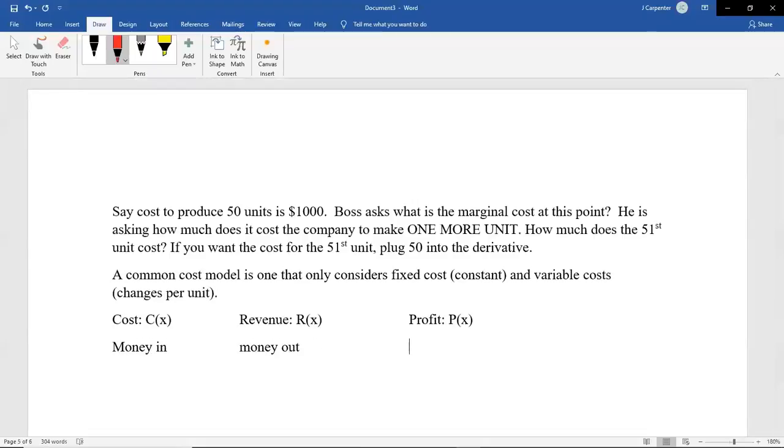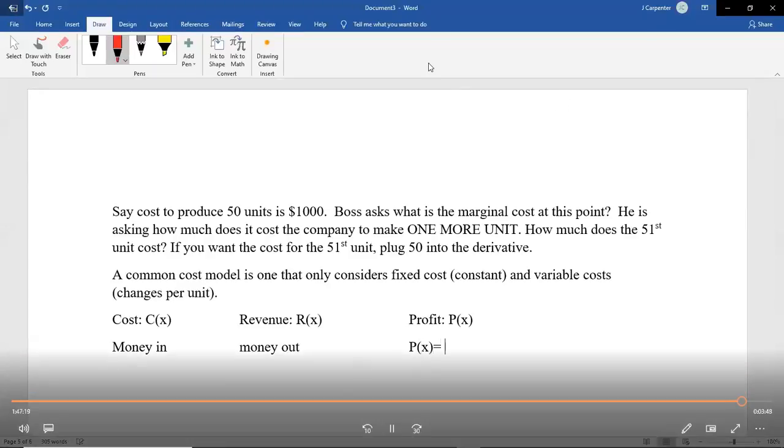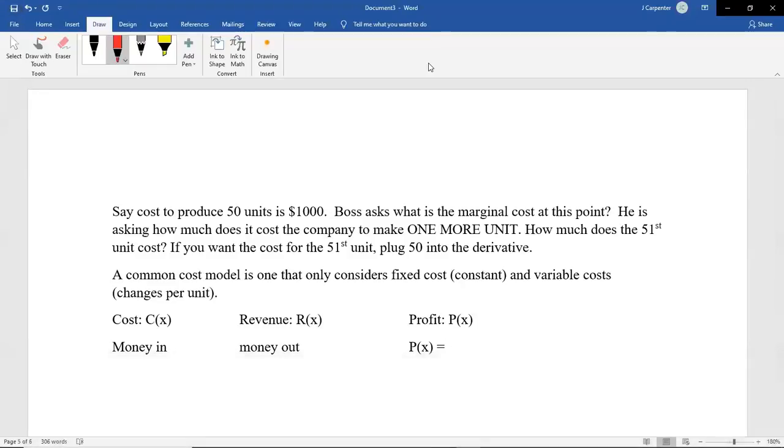Profit is the difference of the two. So profit, P of X, is actually a formula which you should have memorized. It's simple. It's revenue minus cost, money out. I wrote out and in backwards, obviously. Cost is money out. Revenue is money in. Please forgive me for that. So profit is money in minus money out. So that's revenue minus cost.